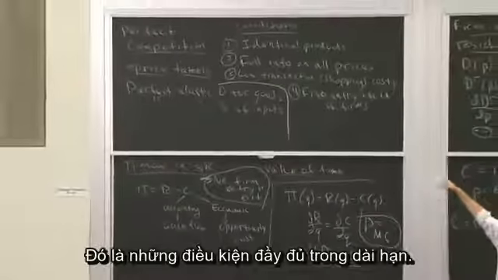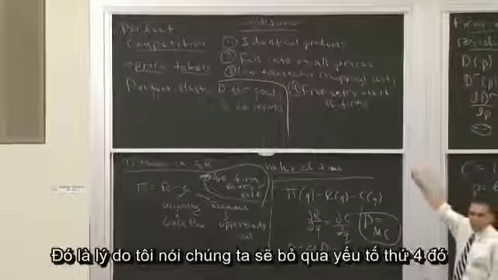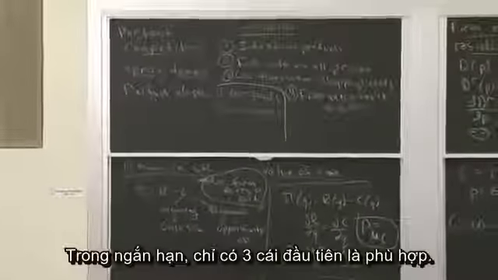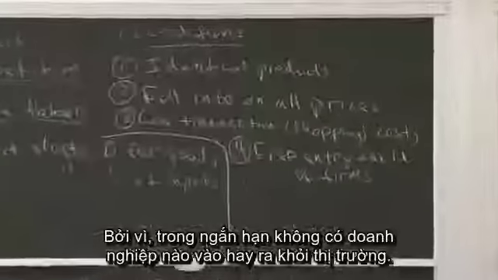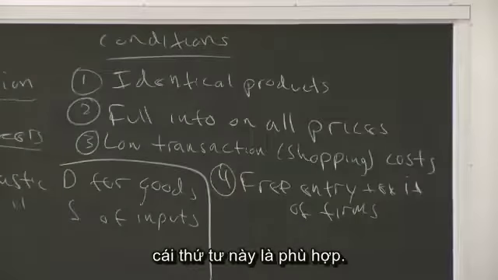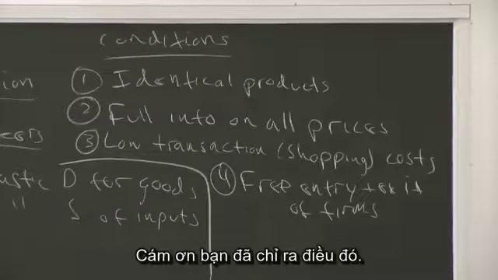Those are sort of the full long run set of conditions. That's why I said we're going to ignore 4 for now and just focus on the first 3. In the short run, only the first 3 are relevant, because in the short run, there's no firm entry or exit. In the long run, which we'll talk about next time, that 4th one will be relevant. Okay? Good questions. That's a good point. Thank you for pointing that out.